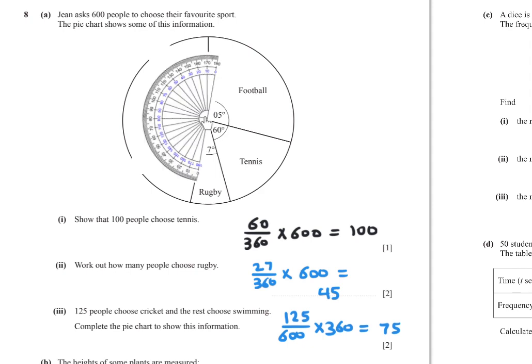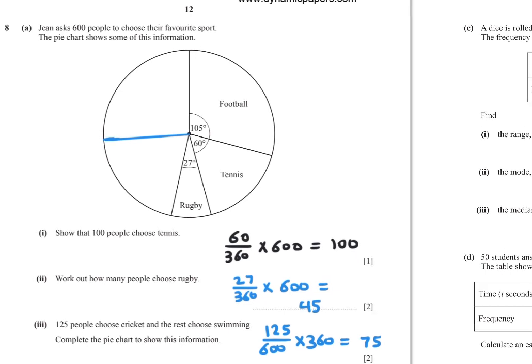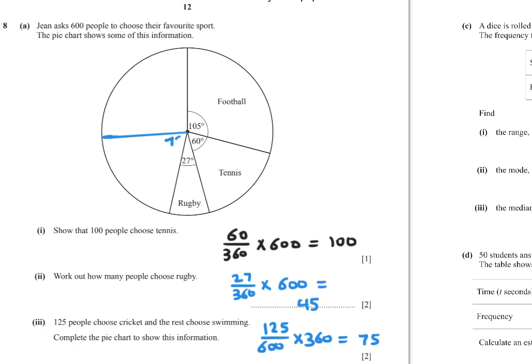So this is the center of the circle and this is the start line. Measure angle 75: 10, 20, 30, 40, 50, 60, 70, so 75. Now draw the sector for the cricket. So this angle is 75 and this is for cricket. And the last sector is for swimming.